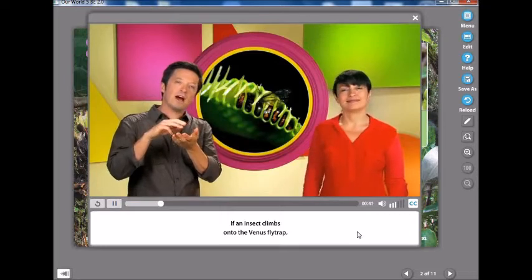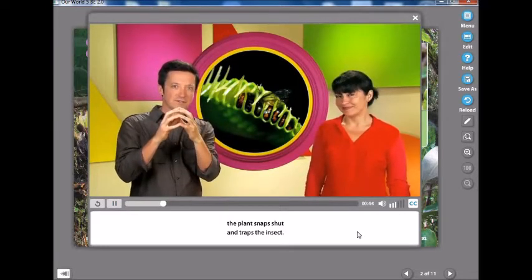the Venus flytrap, the plant snaps shut and traps the insect.